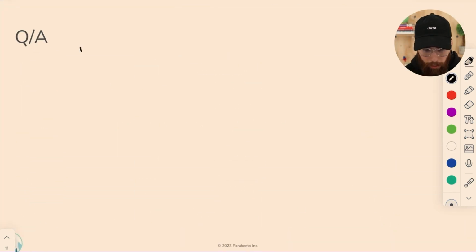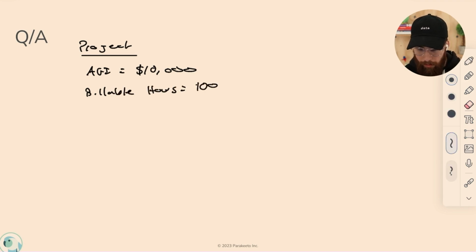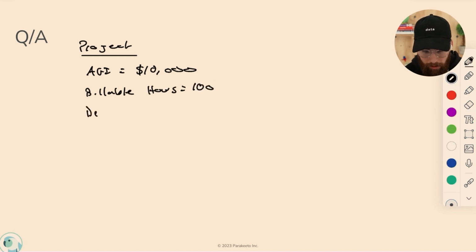So let's say, for example, we have a project, and on that project, the AGI, the agency gross income that we collect, is $10,000. So after stripping out any pass-through expenses, we got paid $10,000 to do this work. And so the billable hours on this project were 100 hours. So we billed the client for $100 per hour, but the delivery hours on the project, so how many hours we actually worked on the project, was 125. And let's just say we had during that time capacity of 200 hours.